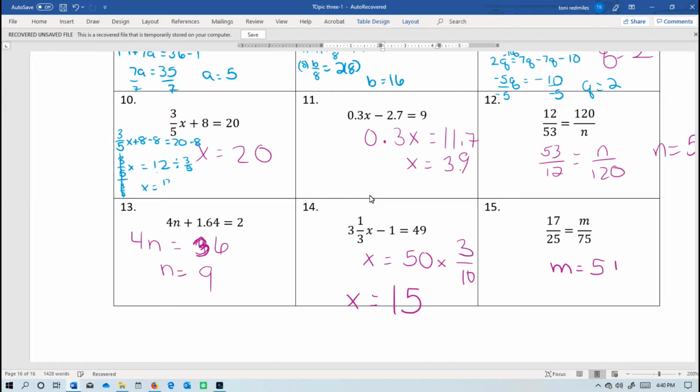Keep, change, flip. So I'm going to turn the first one into a fraction and keep it. Change to multiplication and flip the second one. All right, that's going to give me 60 over 3, which equals 20. X equals 20.